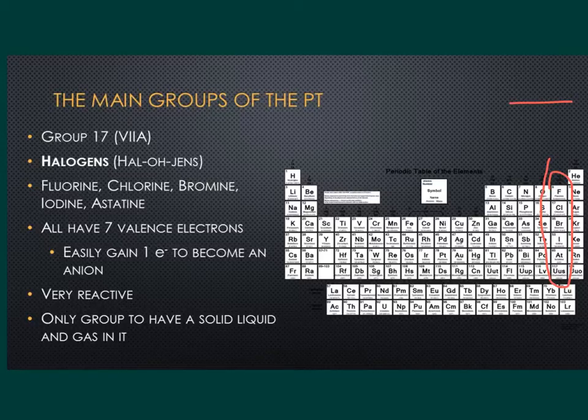And just a little note, this is the only group that has all three: solids, liquids, and gases in it. So fluorine and chlorine right there are gases. Bromine is one of the two liquids on the periodic table, the other one being mercury. And then you have your solids right here. Who knows what an unseptium is?